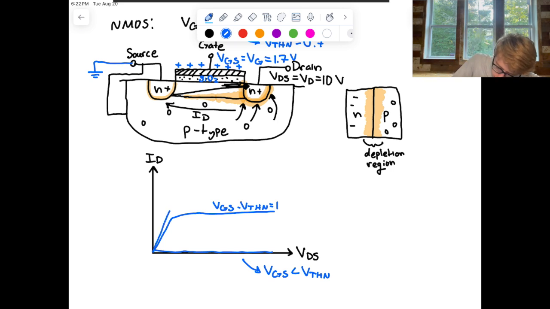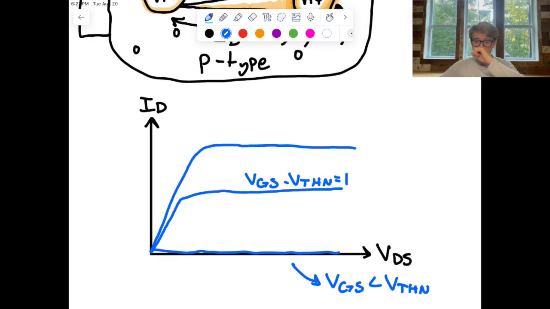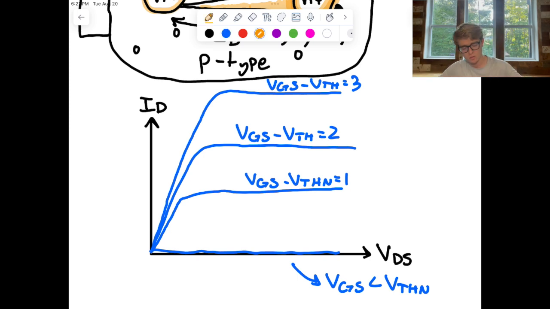So if we increase VGS minus VTH, then we'll see another curve which moves up. So now we can get more current across those two terminals. So maybe this is VGS minus VTH equals 2, and so on. You kind of get the idea here. So if I continue increasing this, I'll just continue to grow these curves. So this might be VGS minus VTH equals 3, and so on and so forth.